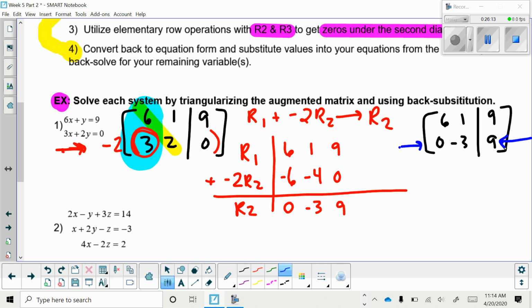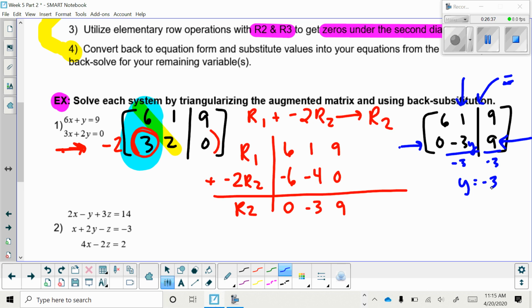Y, right? Because the second column right here represents the y variables. So it really means -3y equals 9. So what do I do to solve? I divide both sides by -3, because remember, this represents equals, that straight line. So now I've got y equals -3.